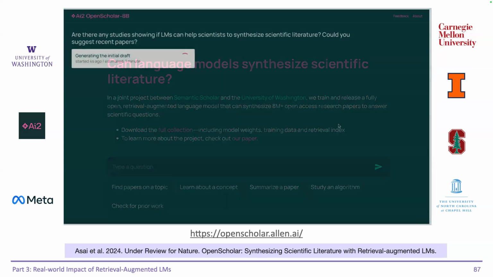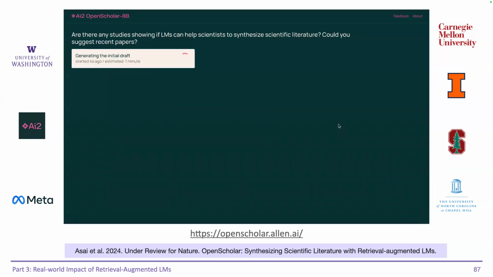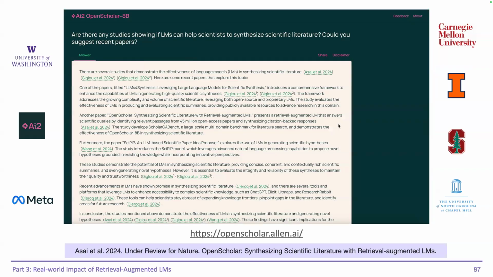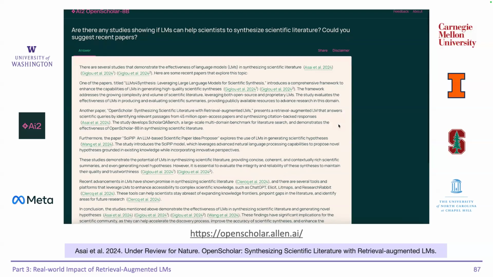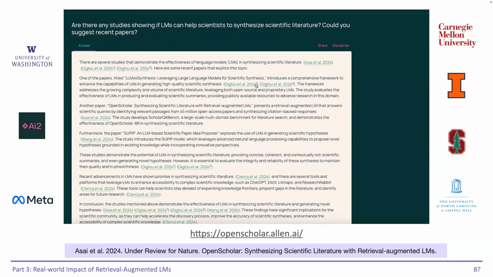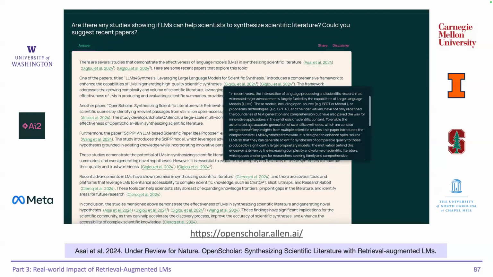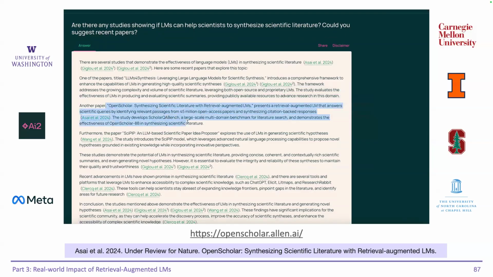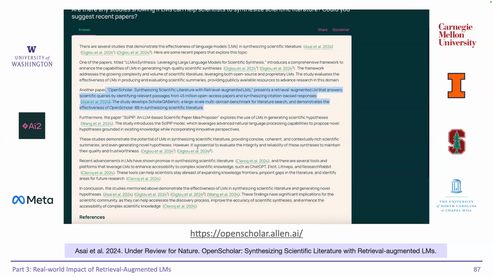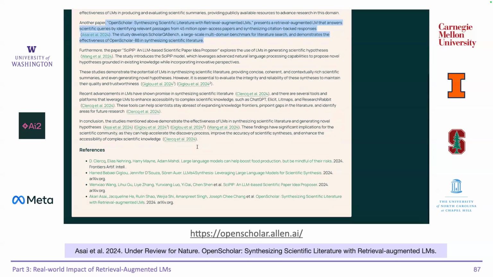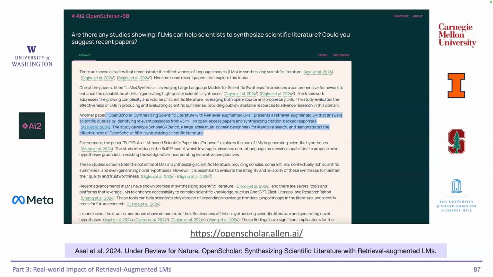Now let's examine how OpenScholar answers the initial question regarding language models' ability to synthesize scientific literature. OpenScholar generates a response in under 20 seconds, accompanied by extensive citations. Each citation comes with a short snippet, allowing experts to easily verify the information. Notably, OpenScholar can even cite itself. This stands in contrast to GPT-4o, which struggled to recognize its own existence.